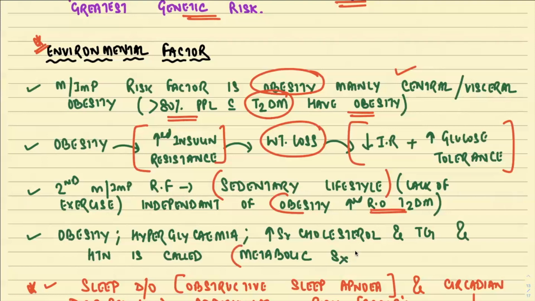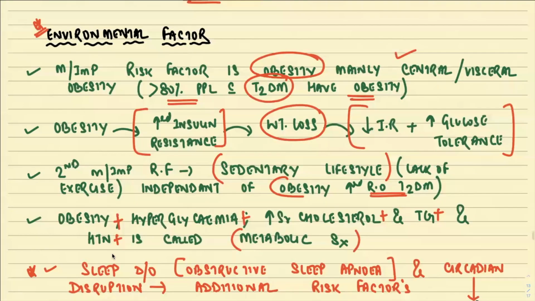Now, there is a syndrome called metabolic syndrome, which is nothing but obesity plus hyperglycemia plus increased serum cholesterol and triglyceride levels plus hypertension. This together is called metabolic syndrome.